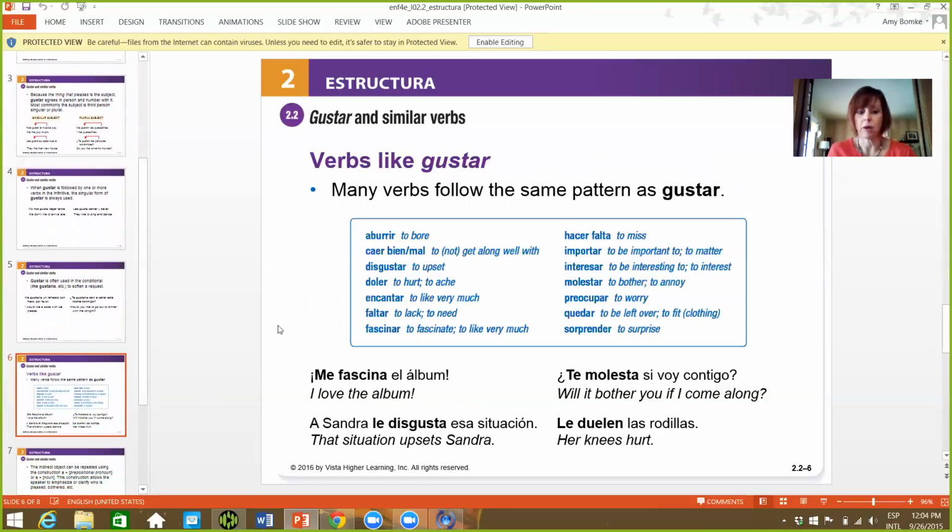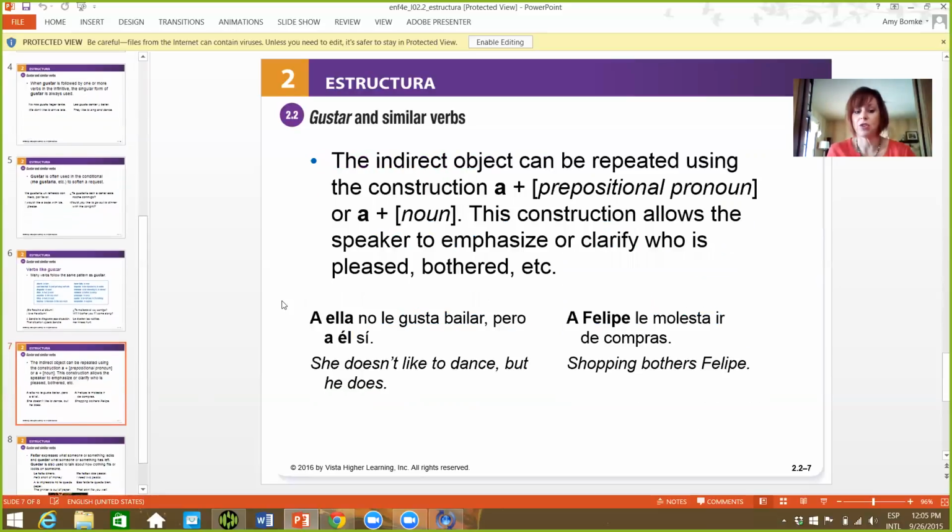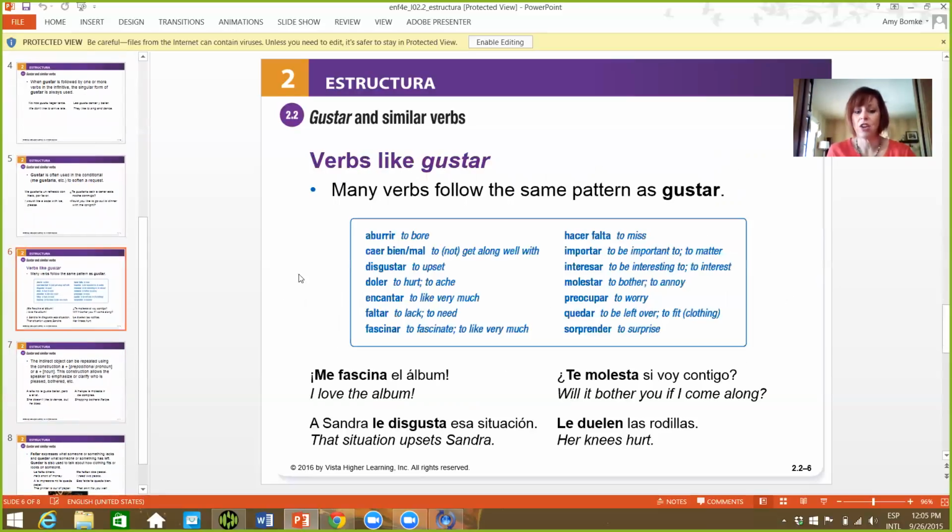The other thing I wanted to talk about is verbs like gustar. There's a whole list, and here's a list of verbs that work like gustar. It does the same thing. Aburrir, the boring one, kind of works out. It sounds a lot like English. If you're saying that class bores me, it's that same idea. Me aburre el francés. Me aburre la clase de ciencias. Me aburren las ciencias. It goes in the same order, just like you did with gustar, but you're saying that whatever it is bores me.